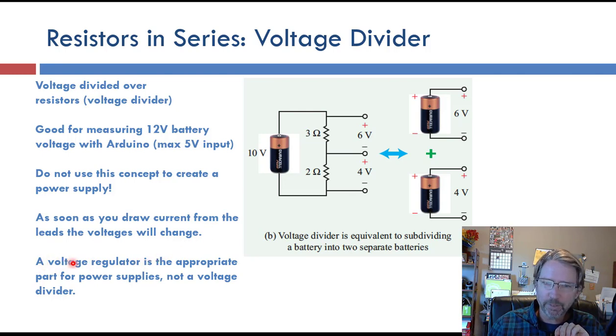There's actually a part called a voltage regulator that costs about $1 or less, and it's got 3 wires, and you put your 12 volts in, you've got ground, and you get a nice solid 5 volts out, and it measures and adjusts and does exactly what you want. So if you're looking for power supplies, constant voltage, use a voltage regulator. If you're looking for sensors, ratio, proportional reduction of voltage, that's what the voltage divider is for.